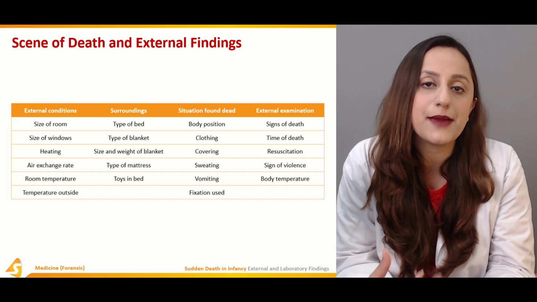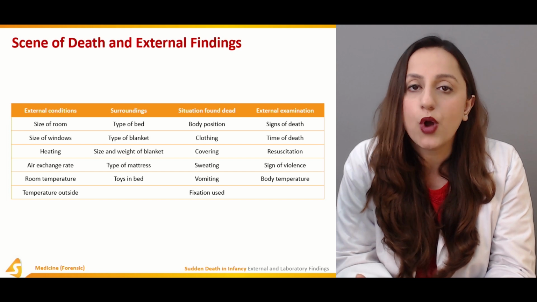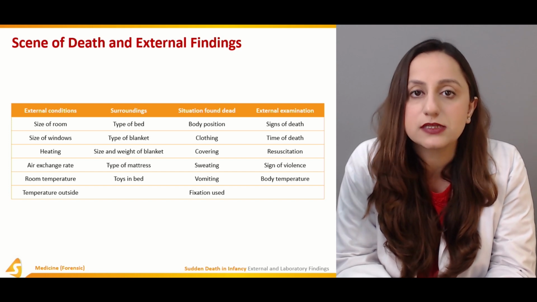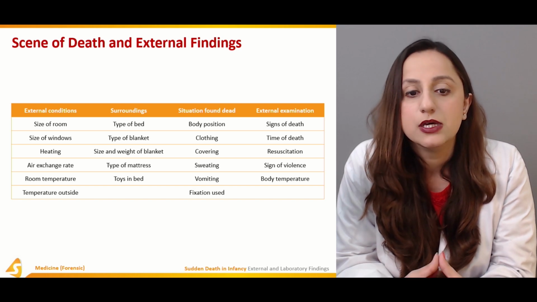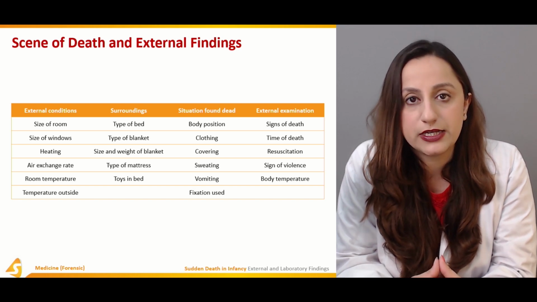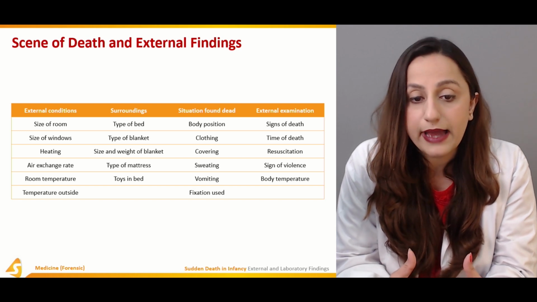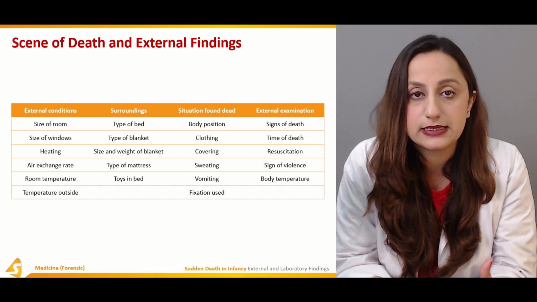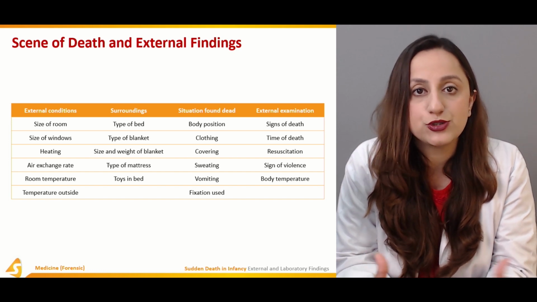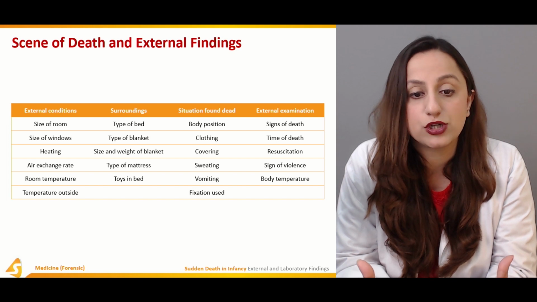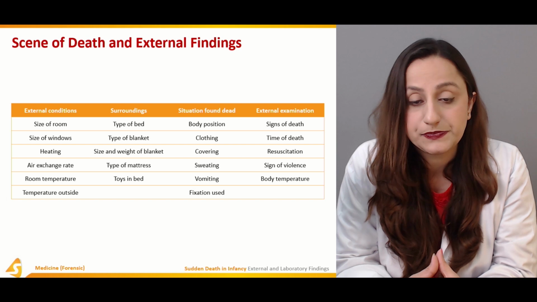Why are these temperatures so often taken? Because we already said that one of the causative factors for deaths in such cases is hyperthermia. So surroundings are again very important. The type of bed used in the nursery, the type of blanket, and the size and weight of the blanket are again taken in detail. The type of mattress that was used in the nursery is very important. The toys in the bed are also important.